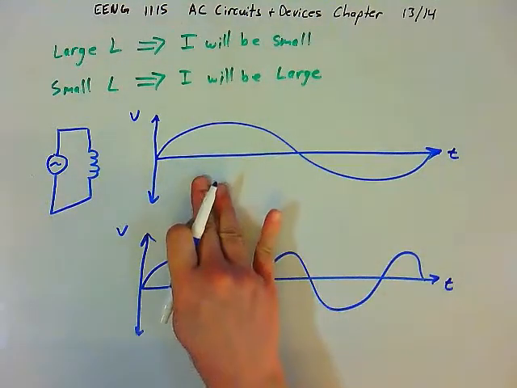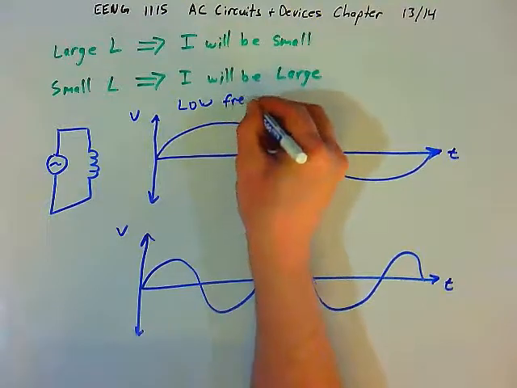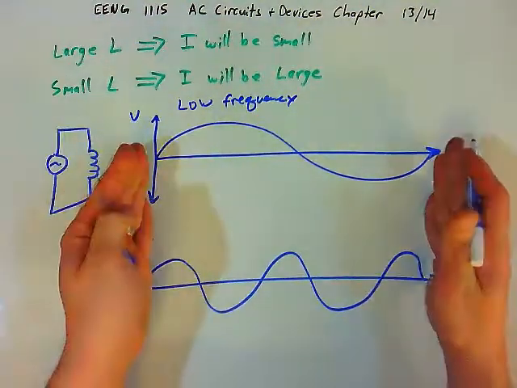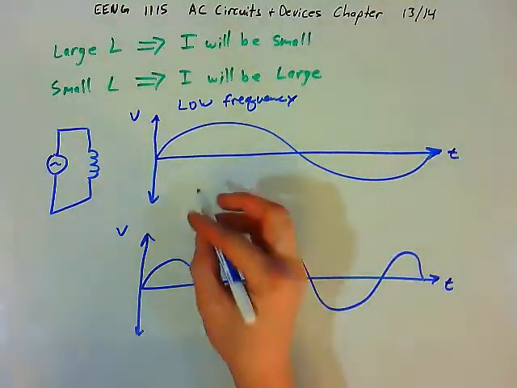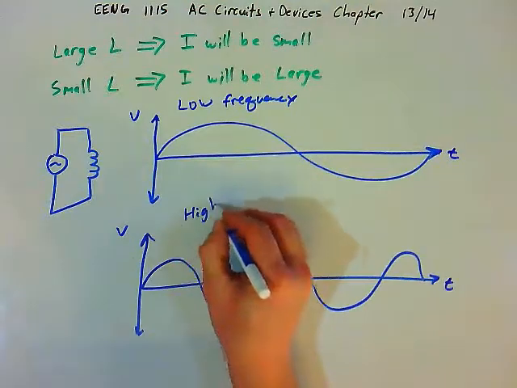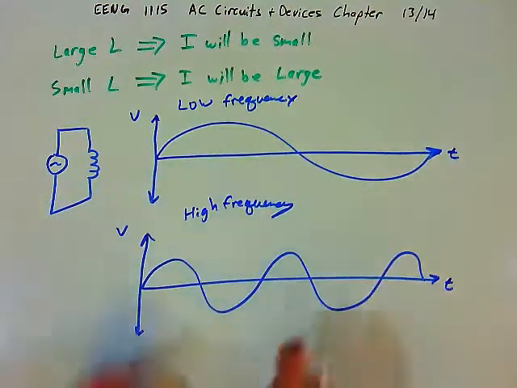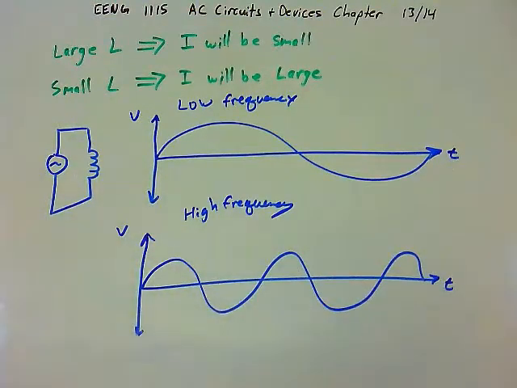Right? This is a low frequency. Low frequency means a long period. Low frequency means that the coil is turning slowly. This is a high frequency. High frequency meaning a shorter period, less amount of time. Less amount of time to complete one complete rotation, and the coil is rotating within the magnetic field more rapidly.